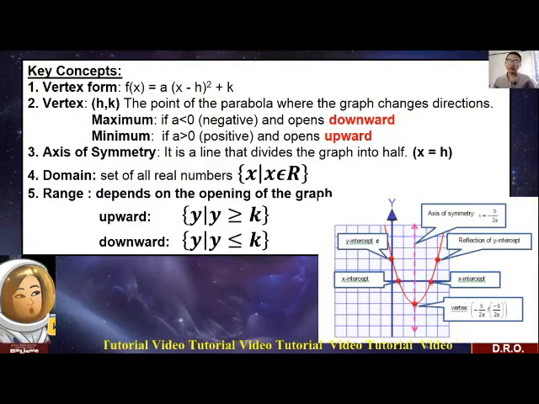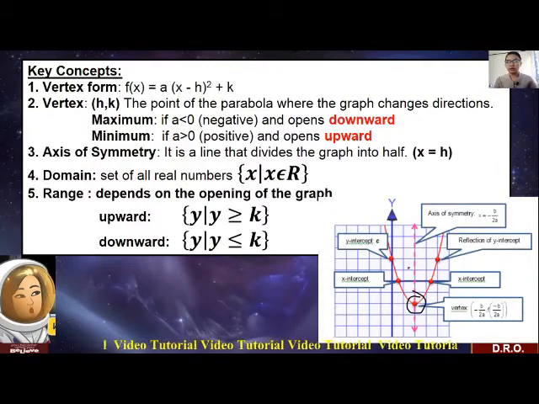First, the vertex form. The vertex form is y equals a times (x minus h) squared plus k, wherein on the vertex form we define the vertex, which is the ordered pair (h, k). So the vertex is the turning point of the parabola, where the graph goes downward, or after the point, it will go upward. So that is the vertex.